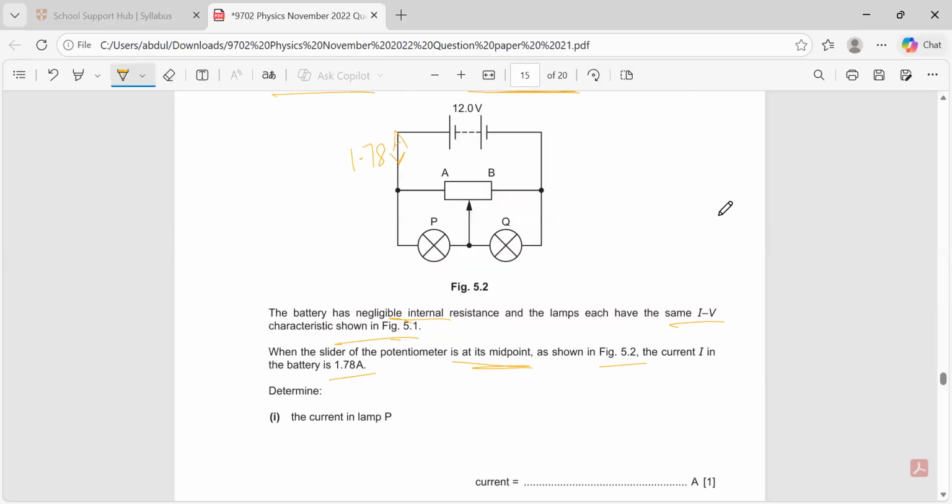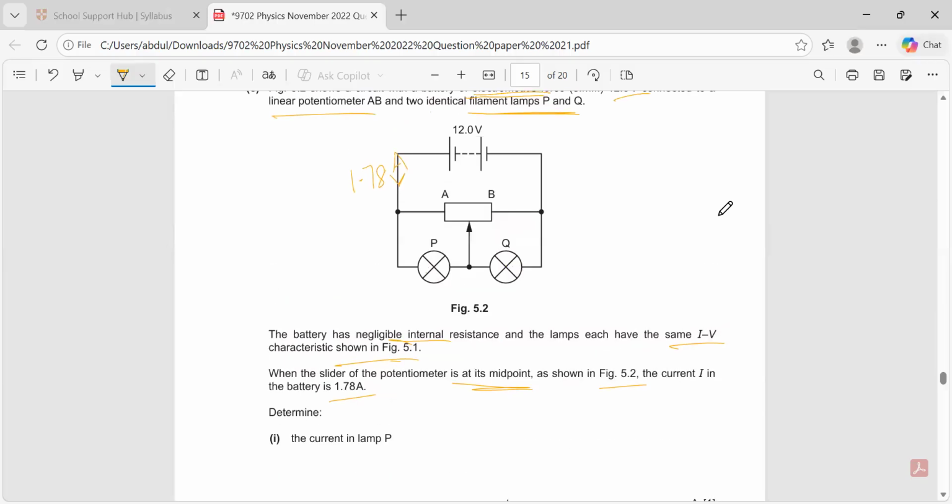See, lamps are identical. So P and Q are in parallel. Here it is 12 volt, and here total is also 12 volt. As the lamps are identical, 6 volt here and 6 volt here. So they want the current in the lamp P.